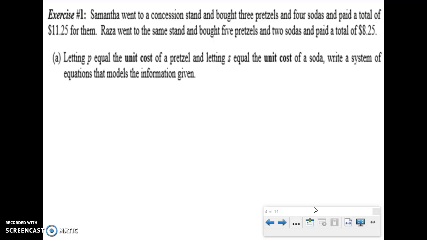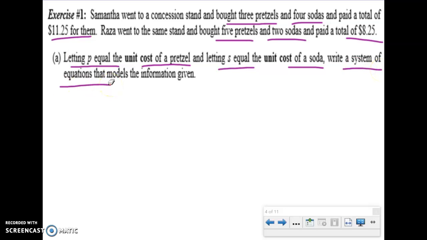So Sam goes to this concession stand, maybe Aunt Annie's pretzel stand there, and she buys 3 pretzels, 4 sodas, and pays a total of $11.25. Now Raza goes to the same stand, and that's important because the prices are the same: 5 pretzels, 2 sodas, and a total of $8.25. Now the good news is they tell us what to use for the variables. They use let statements like let P equal the cost of a pretzel and let S equal the cost of a soda. That might not always happen, so you might have to write your own let statements and define your own variables.